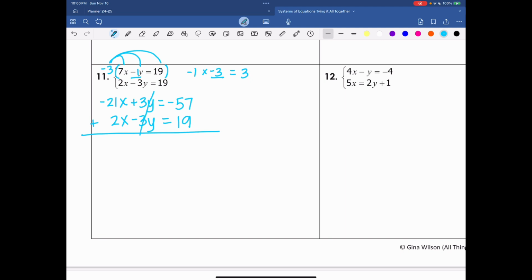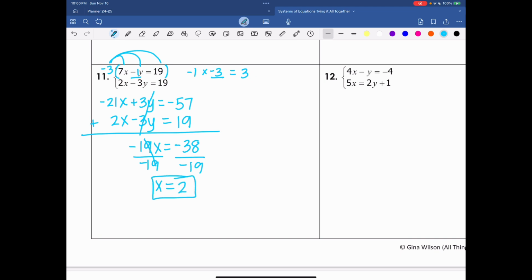And now negative 21x plus 2x gives me negative 19x. And this equals negative 57 plus 19, which gives us negative 38. My next step is to divide by negative 19. Negative 38 divided by negative 19 ends up giving me a positive 2.